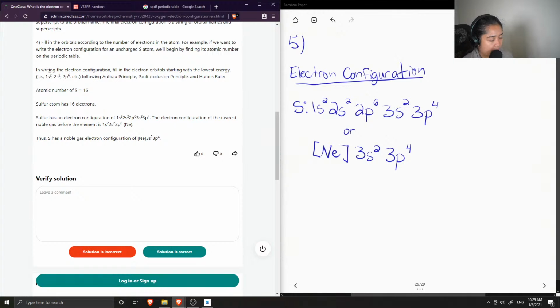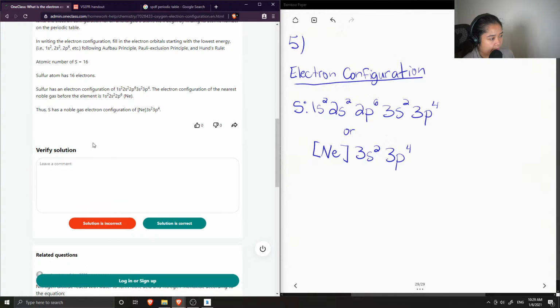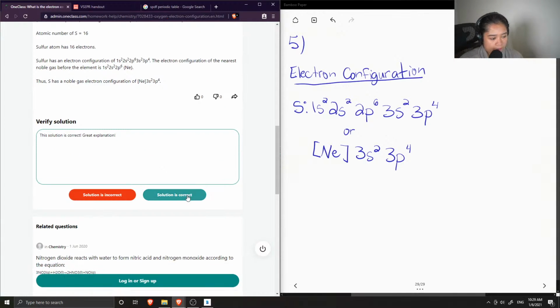And they show how, when you write electron configuration, you fill in the electron orbitals starting with the lowest energy, following the Aufbau principle, Pauli exclusion principle, and Hund's rule. And they got the correct answer. Yeah, so this solution is correct. They had a very in-depth and well-explained answer.